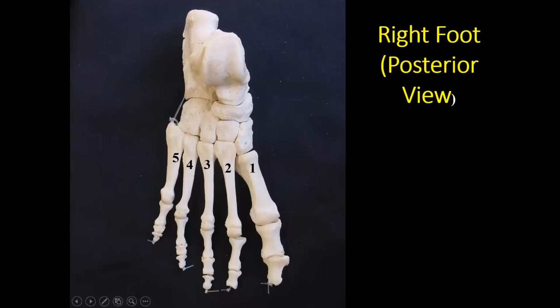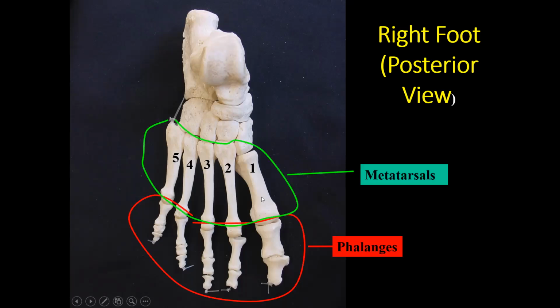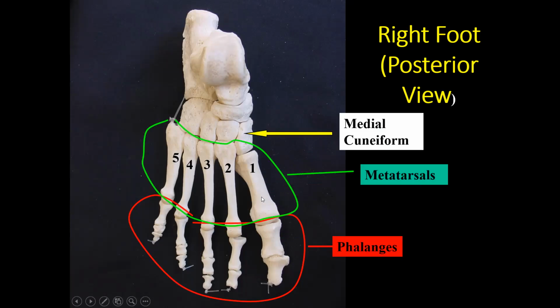Now on the foot, we have the phalanges down here. The toes are the phalanges. This is the great toe. Number one is the great toe. These are the phalanges. These are the metacarpals. I'm sorry, the metatarsal bones here. Phalanges, metatarsals, and then these are the tarsal bones.